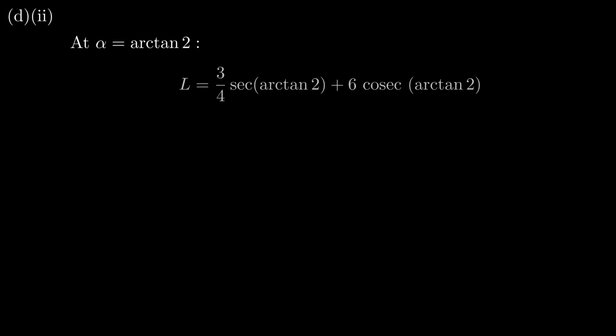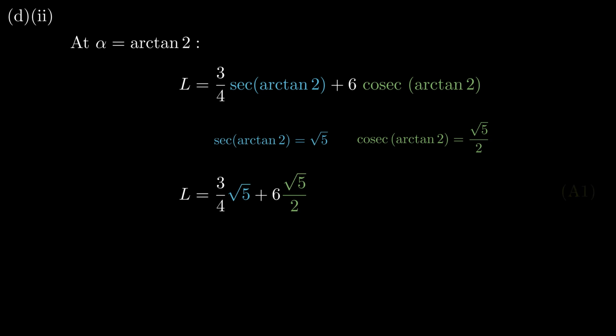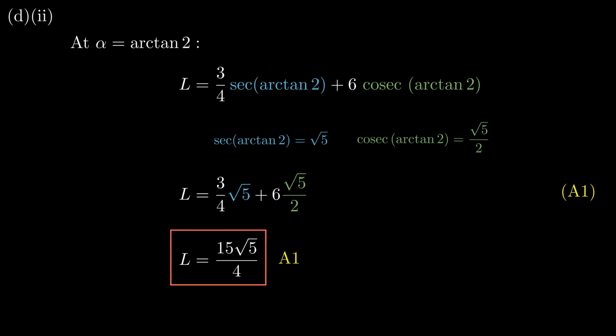For part D2, we replace arctangent 2 into the expression for L. The cancellations follow the same logic we used on part C2. Writing the expression gives one implied accuracy mark, while the simplification gives the next one.